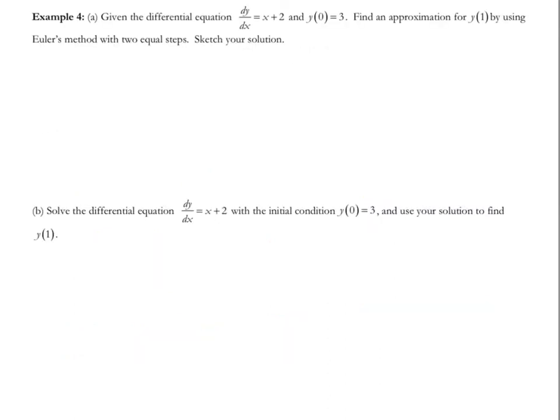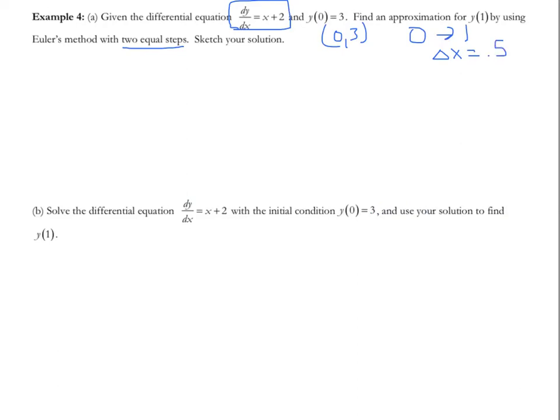All right, let's put it all together here. We should be pro at this by now. So we are given the differential equation dy/dx is equal to x plus 2 and the initial condition of (0, 3). Find an approximation for y of 1 by using Euler's method with 2 equal steps. Sketch your solution. Okay, we'll worry about the sketch later. So we need to go from when x is 0 to when x is 1 using 2 equal steps. So our delta x is going to be 0.5.